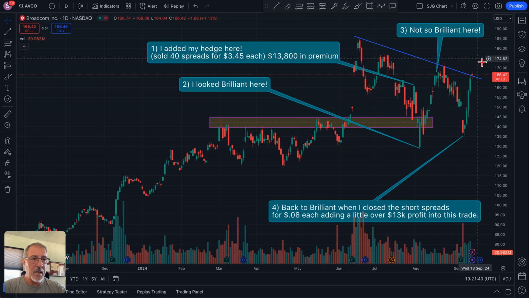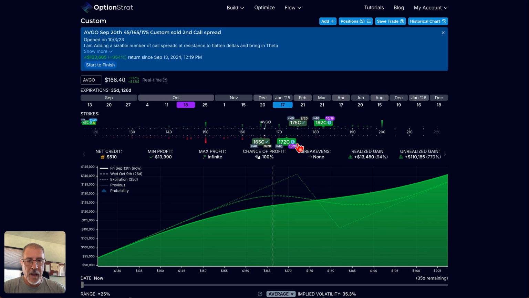The only thing that doesn't really work well is if we rip up and blow through this 175 price zone and go on higher from there. If that were to happen, that's not going to be good for this hedge. It'll of course be very good for my underlying trade, but not so good for the hedge.